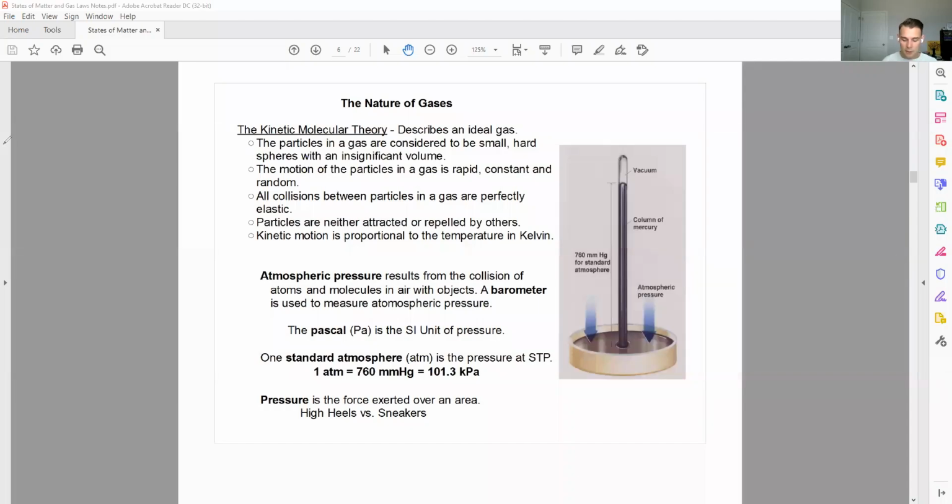Hi, everyone, and welcome to Module 7, Lesson 2. In this lesson, we're going to look at the nature of gases. We're going to look at vapor pressure, and we're going to look at phase changes, which we should be familiar with already, and look at phase diagrams.